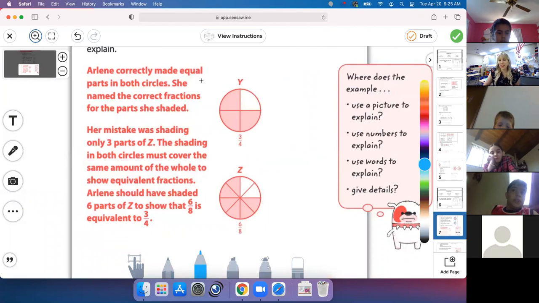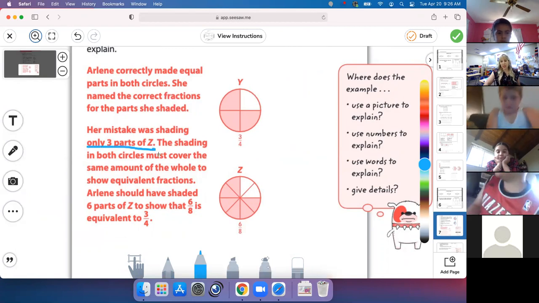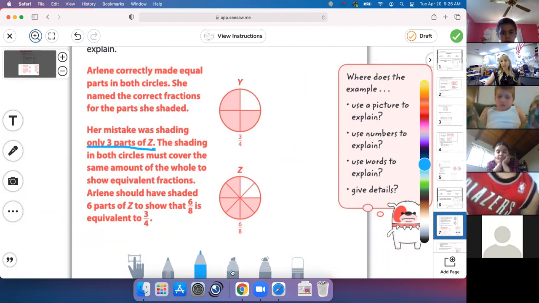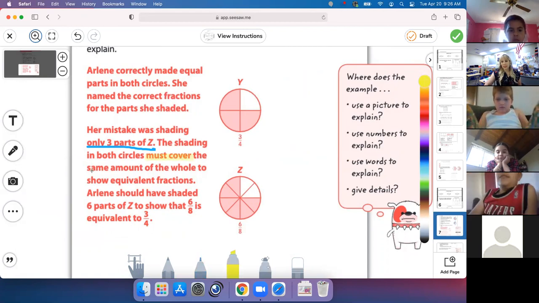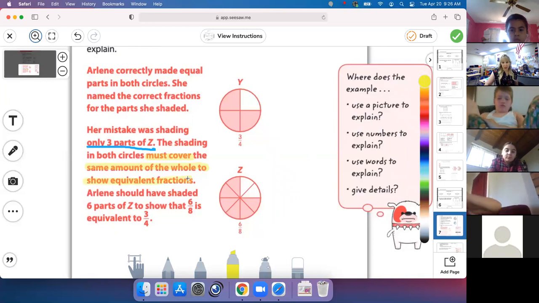Arlene correctly made equal parts in both circles. She named the correct fractions for the parts that are shaded. Her mistakes were shading only 3 parts of Z. The shading in both circles must cover the same amount of the whole to show equivalent fractions. Arlene should have shaded 6 parts to show that 6/8 is equivalent to 3/4.